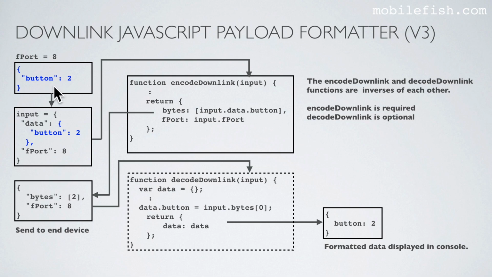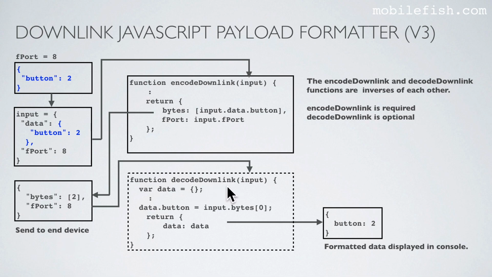You start with a JSON payload and an FPort. The LoRaWAN stack automatically creates this input object with this data key and FPort key. This JSON object is this payload, and this FPort value is this FPort value. The encode downlink function has access to this input object, and the encode downlink function returns this JavaScript object with the keys bytes and FPort. In this example, this byte and this FPort value are transmitted to the end device.